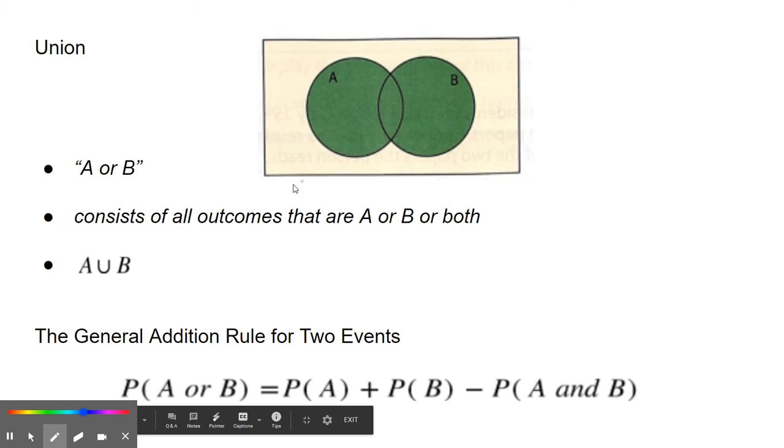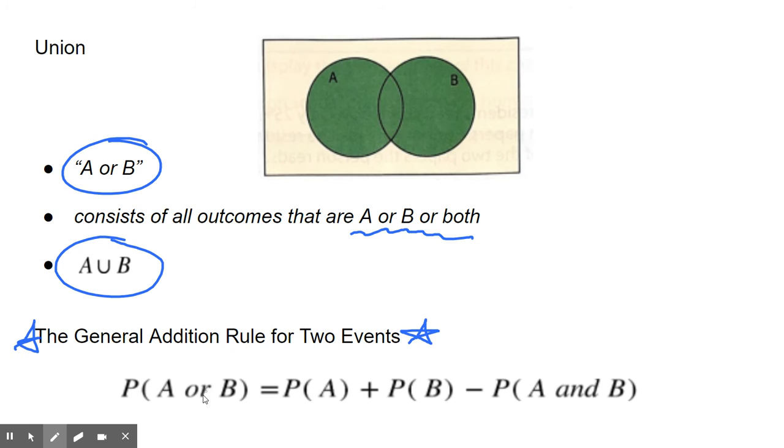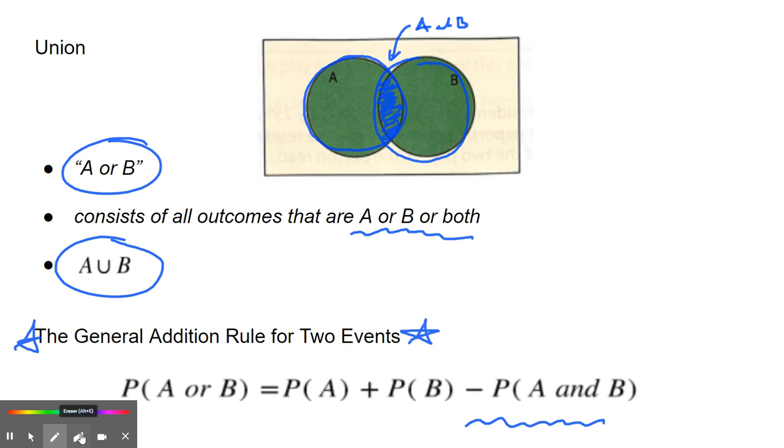Okay, the union, or A or B, consists of A or B or both. So it's all of that, okay? Now, there is this general rule. It's an addition rule for 2 events. So if you're calculating the probability of A or B, you take the probability of A, which would be this circle. You would add the probability of B, which would be this circle. But the problem is that this overlapped region, you count twice because you count it in the A circle and you count it in the B circle. And remember that overlapped region is the A and B region. So that's why you do this part. You have to then subtract the probability of A and B one time so that you don't count that middle section twice. Okay, so be aware of that.